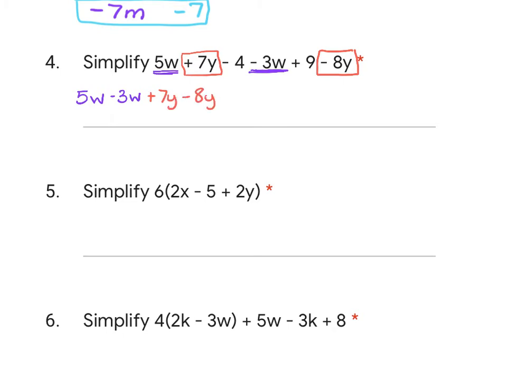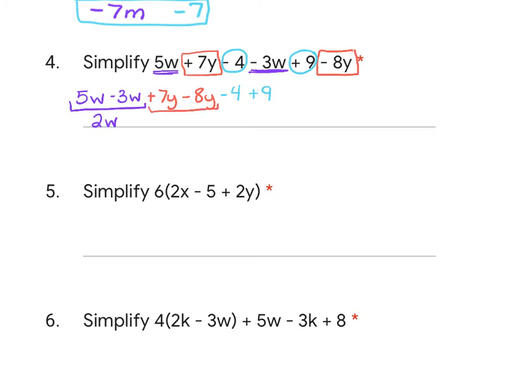Okay. And then I'm going to look for my constants. So I have a -4 and a positive 9. So -4 plus 9. So I'm going to go ahead and combine my w's. So I have 5w minus 3w. So my signs are different. I'm going to subtract. So I have 2w. And there were more positives, so it's going to be a positive 2w.